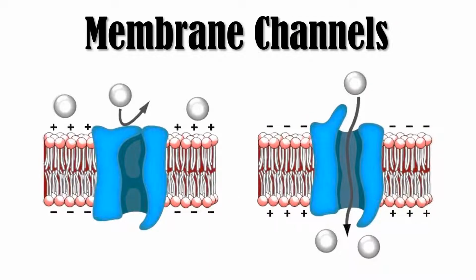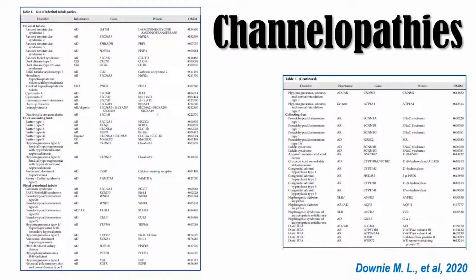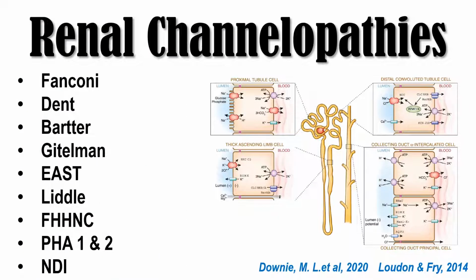Coming to channelopathy and membrane channels, there is a huge number of diseases produced by channel disorder or channelopathy in the kidney. And we can summarize here that renal channelopathy happens in Fanconi syndrome, Dent's, Bartter, Gitelman, EAST, Liddle disease, familial hypomagnesemia, hypercalciuria, nephrocalcinosis, pseudohypoaldosteronism type 1 and 2, and nephrogenic DI, all of these channel defects.